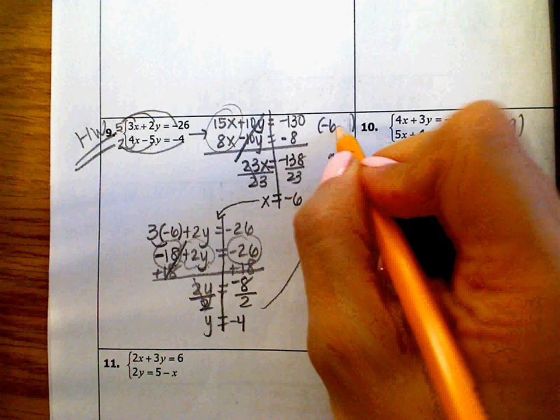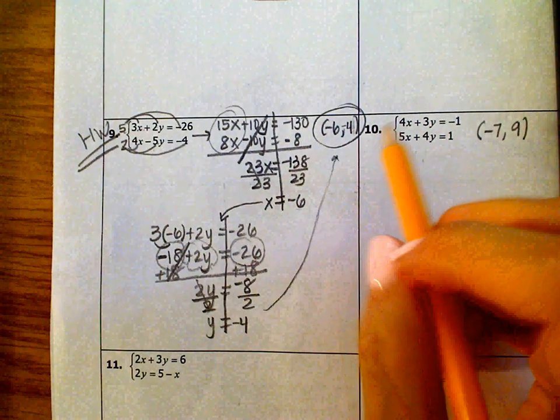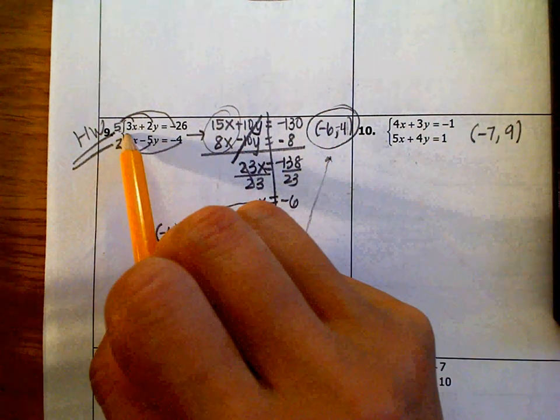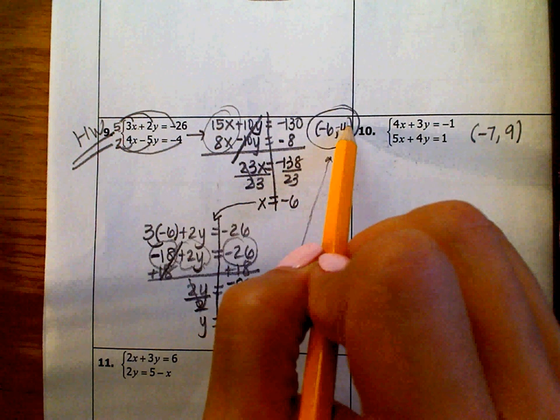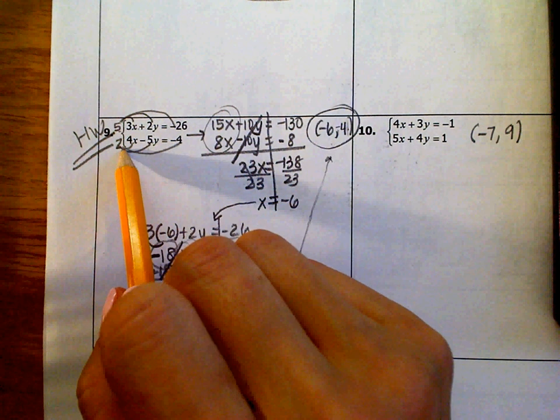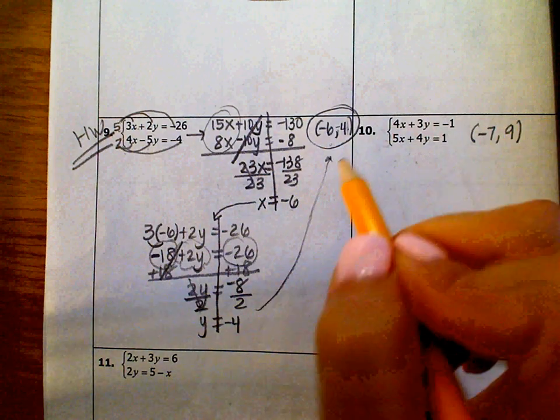And if I had a minute to check, I'd eyeball check this. Negative 6 here, negative 18 minus 8, that works. Negative 6, negative 24 plus 20, yep, that works. So this is my answer.